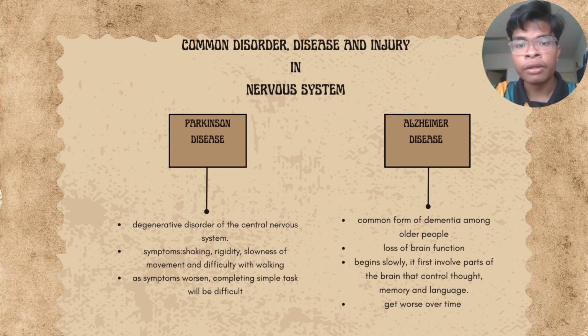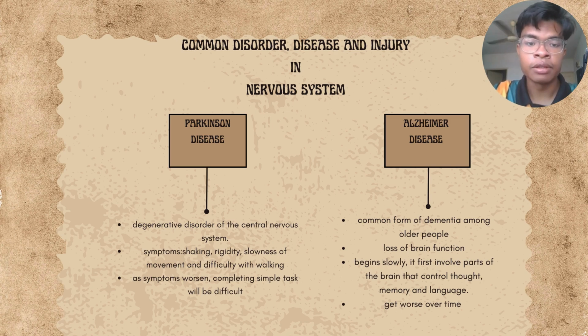Now I would like to explain some common disorders, diseases, and injuries in the nervous system. First of all, we will start with Parkinson's disease. I'm sure many of you have heard of this disease before. This disease is a degenerative disorder of the central nervous system. The symptoms are shaking, rigidity, slowness of movement, and difficulty with walking. As the symptoms worsen, completing a simple task will be difficult, such as talking, walking, and many more.